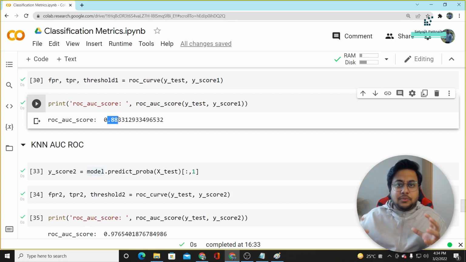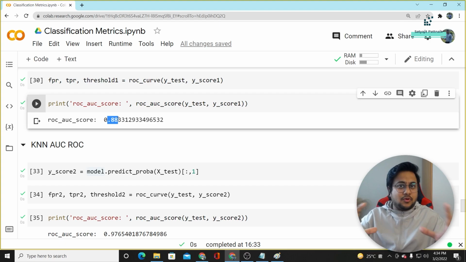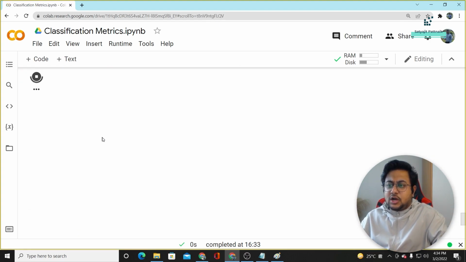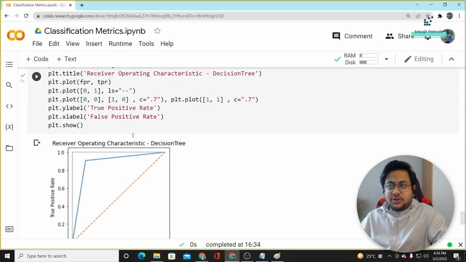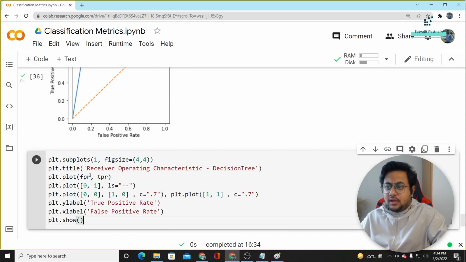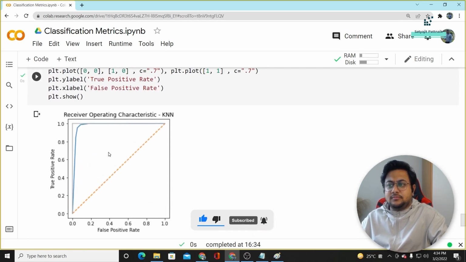You create multiple models and then, based on one metric, you try to check which model is performing well. Okay, and how to plot a graph? This is how you plot a graph. This is for decision tree. If you want to run the same piece of code for your KNN, you can simply do it for KNN. Anything else? No, nothing else. So this is for KNN.